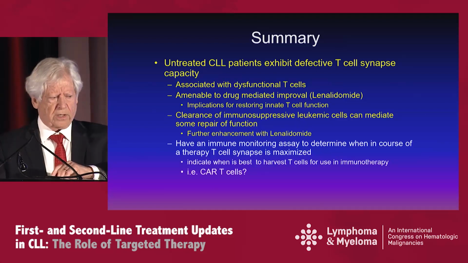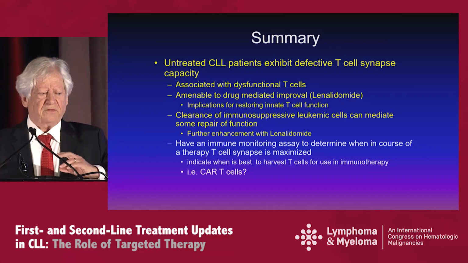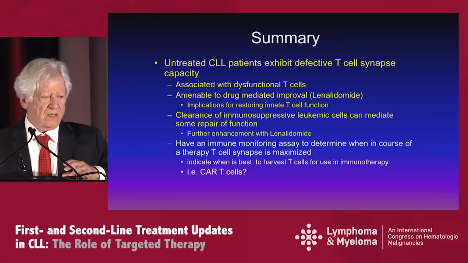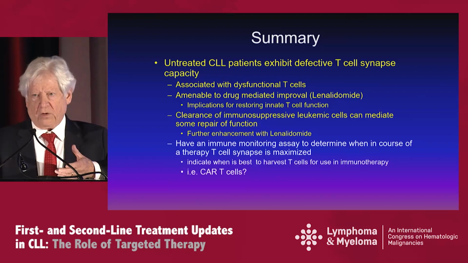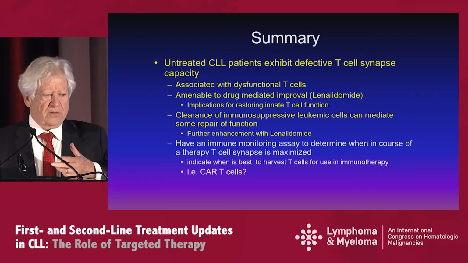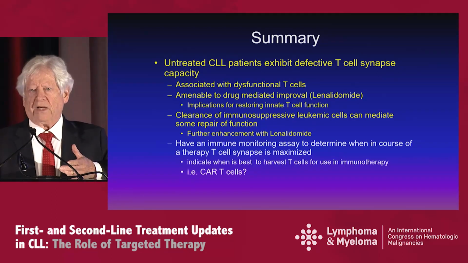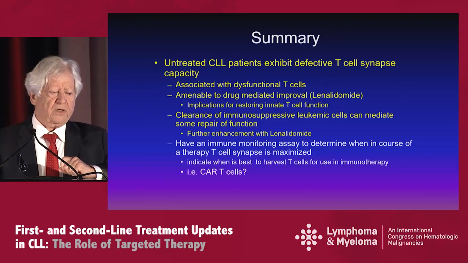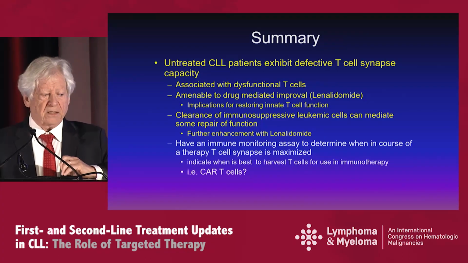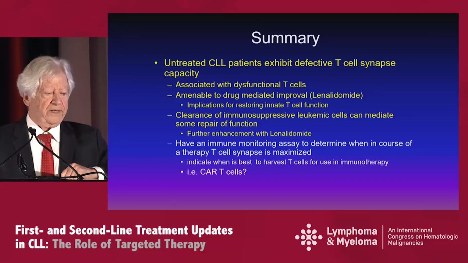So in summary of this work, untreated CLL patients have defective T-cell synapse capacity. It's associated with dysfunctional T cells. It is amenable to drug-mediated improvement, for example, with lenalidomide. There are implications then for restoring innate adaptive T-cell function. Clearance of immunosuppressive leukemic cells can mediate some repair, as we showed you in that trial with CIT, but there is further enhancement with lenalidomide.